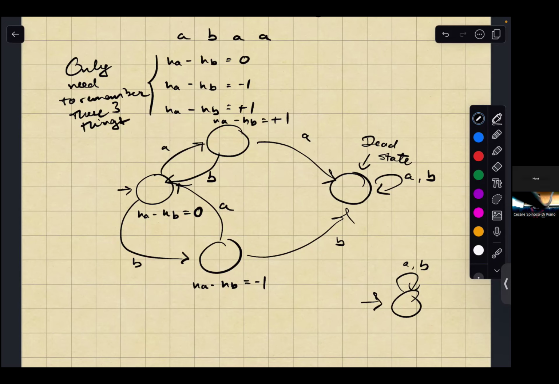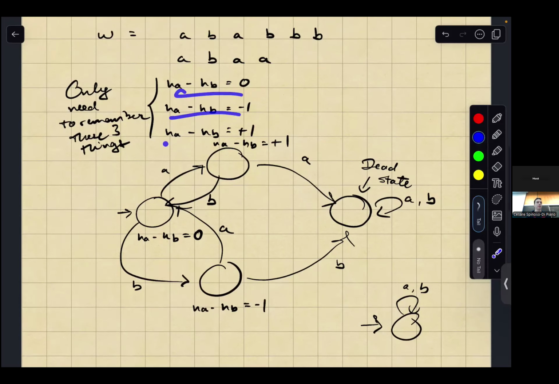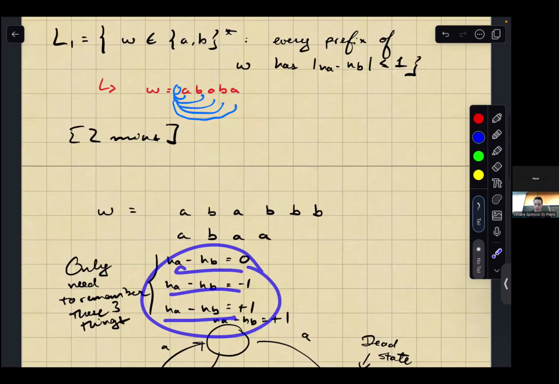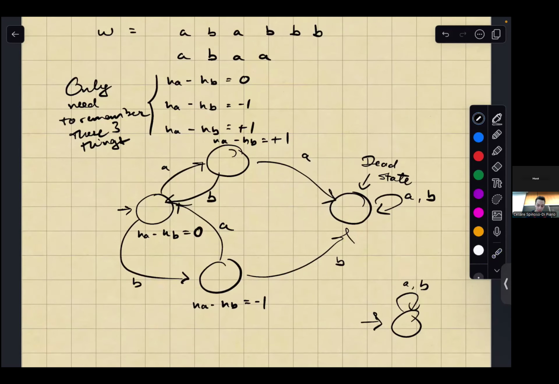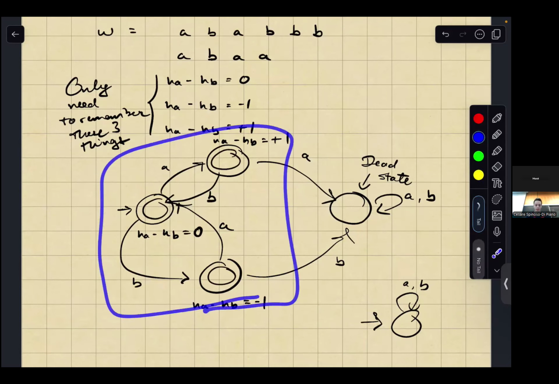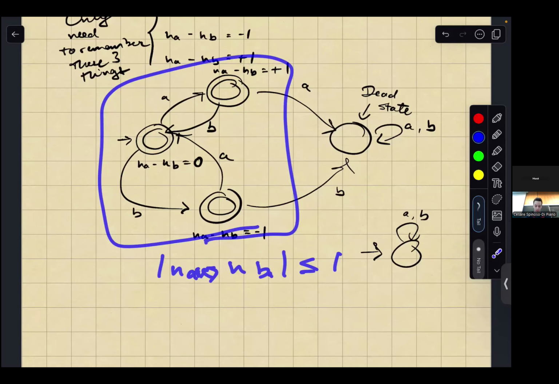Yeah, the three, very good. It's the three states other than the dead state, because each of those three states satisfies one of these three conditions. And one of these three conditions respects the absolute value, because |NA - NB| is less than or equal to 1. When NA and NB are integers, there's only three possibilities: it's +1, it's 0, or it's -1. So if I make these three states final states, then together they encapsulate this condition, where if I have X here, X is a prefix.